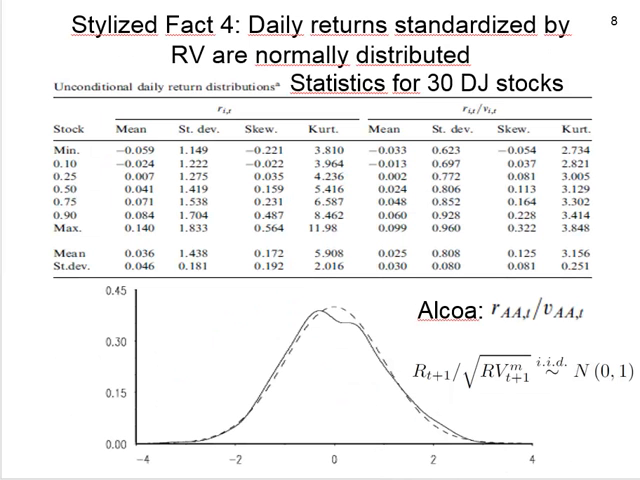Finally, the fourth stylized fact is that daily returns standardized by the square root of realized variance are normally distributed. This is an example of Alcoa, that's a company in the US, where you can see that the empirical distribution looks very much like the normal distribution once it's standardized by realized volatility.